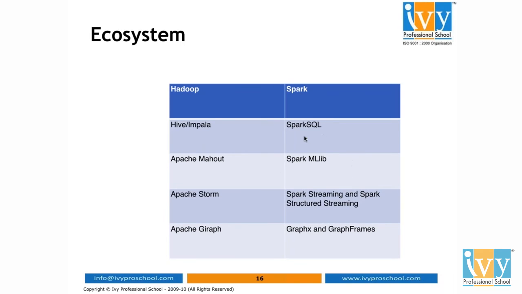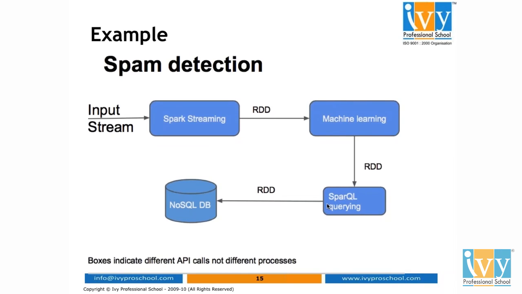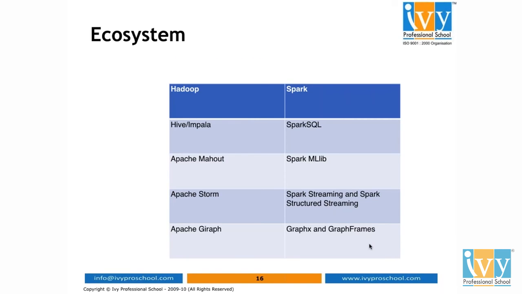But in Spark, these are different API calls or different libraries that are there in Spark, and they share the common abstraction RDDs. There I told you that for graph analysis we have Apache Giraph. Here we already have the libraries provided by Spark.